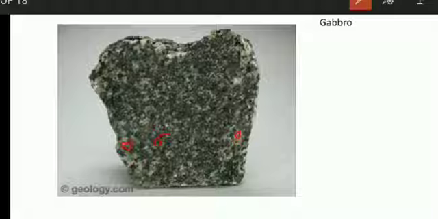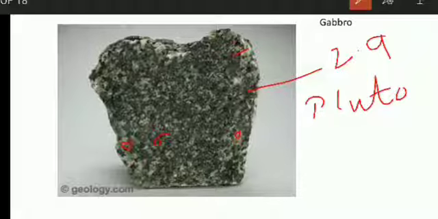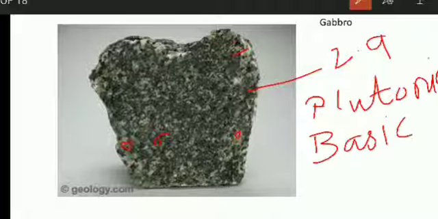Then what are the minerals present in it? The essential minerals for this gabbro are pyroxene, plagioclase, augite, and this greenish color is olivine. So these are the essential minerals. Then accessory minerals are iron, pyrite, magnetite, which are present in small amounts. This is also a heavier rock. Its specific gravity is again 2.9, and as it is coarse grained, you can call it a plutonic igneous rock. Basic, as it is dark in color, so you can call it a plutonic basic igneous rock.